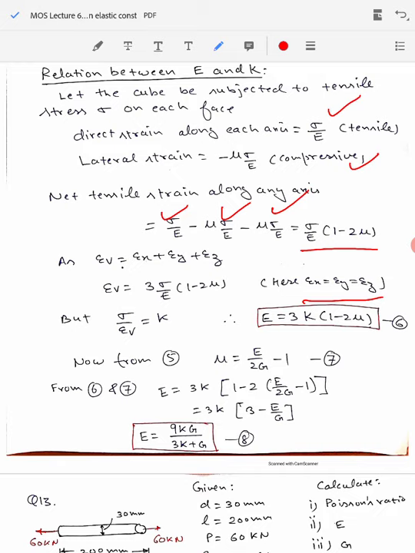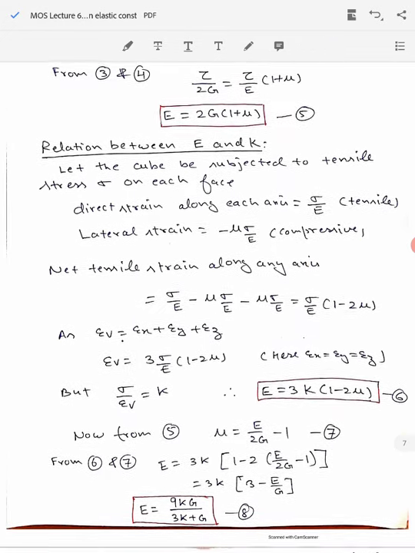So the net volumetric strain can be calculated by summing all these three strains. So it will be simply 3 times sigma by E into 1 minus 2 mu. But from the definition of bulk modulus, we know that bulk modulus is defined as the stress value divided by the volumetric strain. So if we substitute sigma by epsilon V in this expression by bulk modulus K, we are going to get the relation as E equal to 3K into 1 minus 2 mu. So this is the relation between modulus of elasticity and bulk modulus with the help of Poisson's ratio.